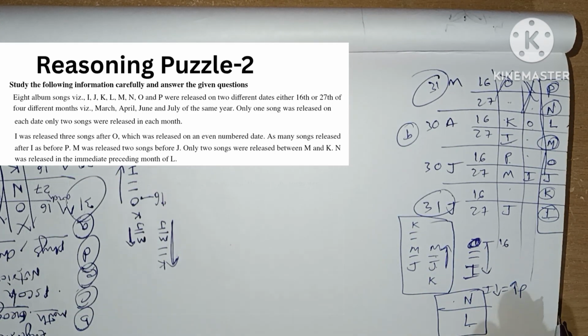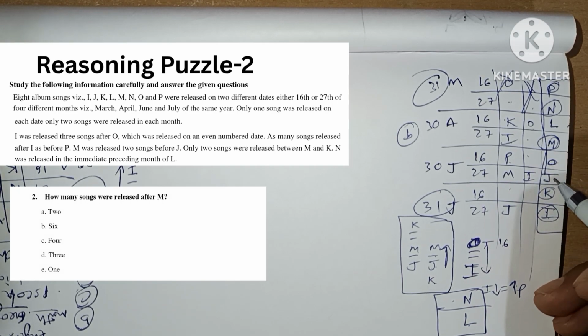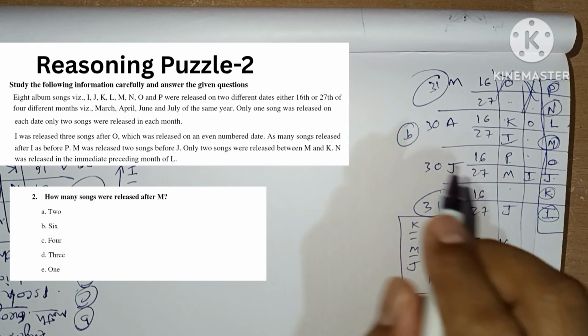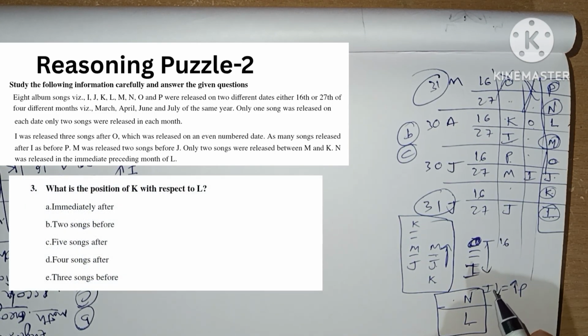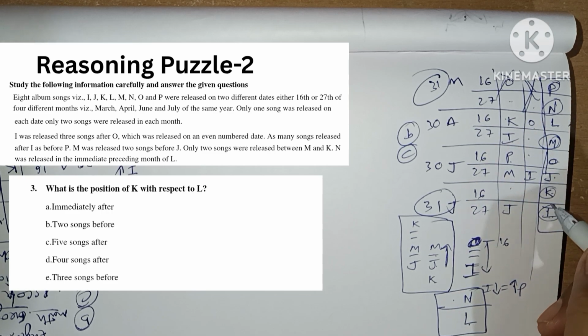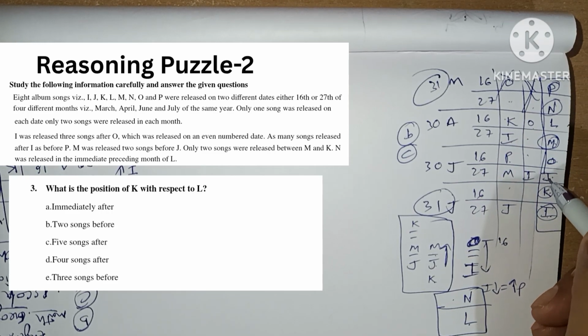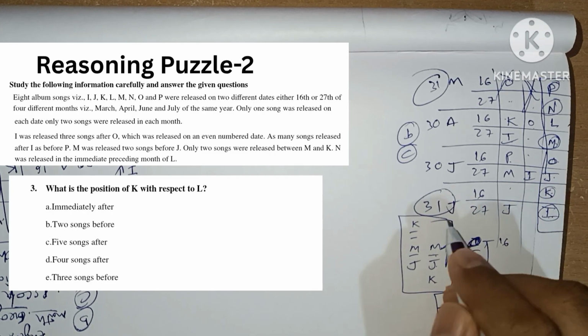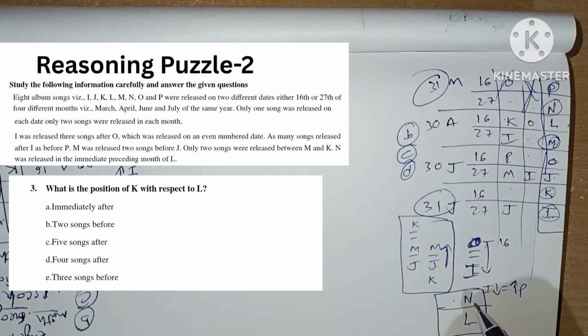Next, second question. How many songs were released after M? After M means 1, 2, 3, 4. Option C. Third question. What is the position of K with respect to L? K with respect to L, 1, 2, 3, 4 songs after. So option D, 4 songs after, is our answer.